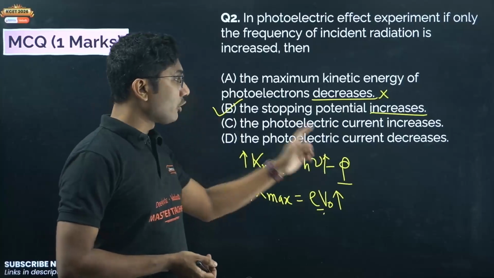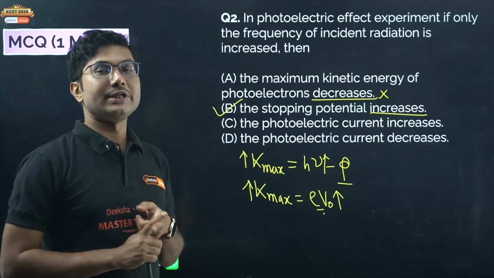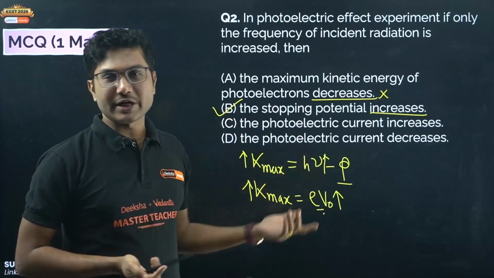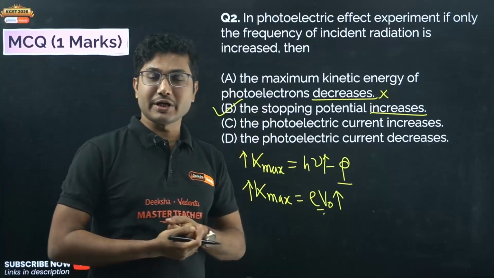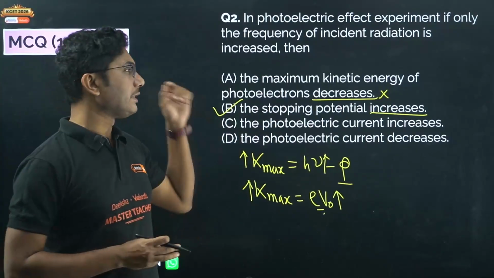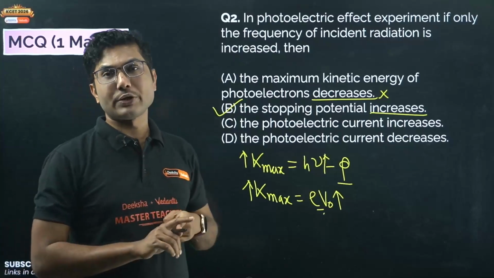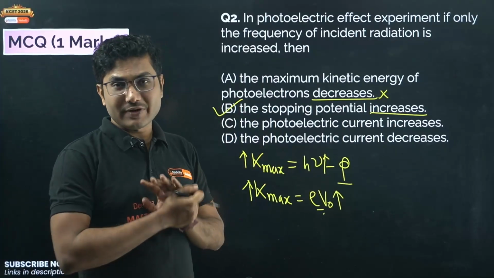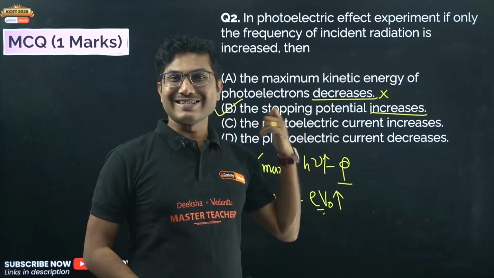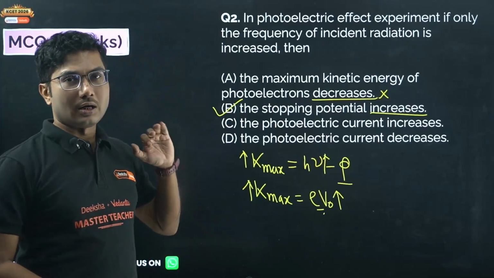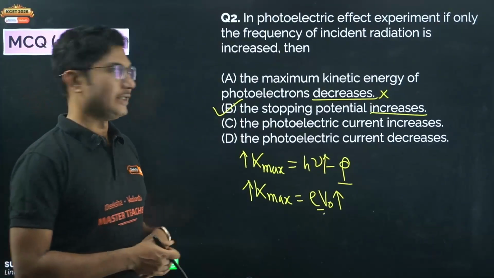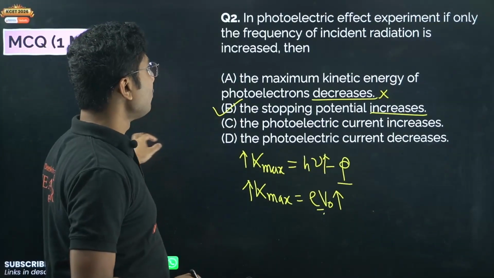Now, photoelectric current is independent of the frequency. It depends only on the intensity. Saturation current or maximum photoelectric current is independent of the frequency. It only requires that the frequency has to be more than the threshold frequency. If that condition is satisfied, then definitely photoelectric current is independent of the frequency. It only depends on the intensity. Okay, clear? Now let's move on.